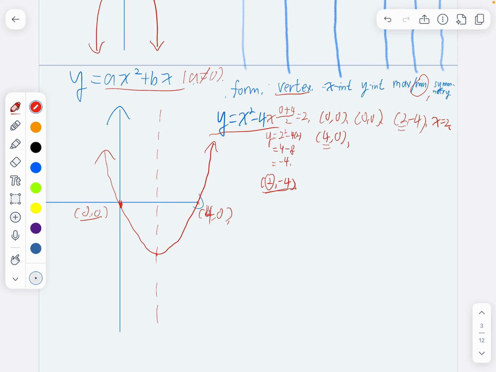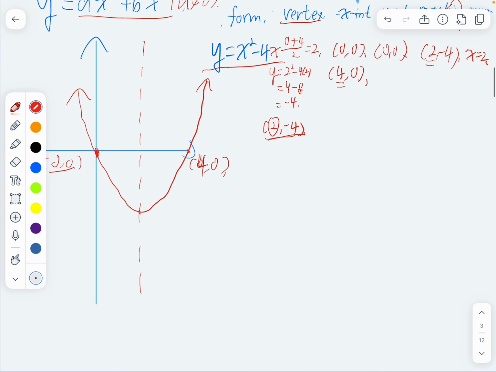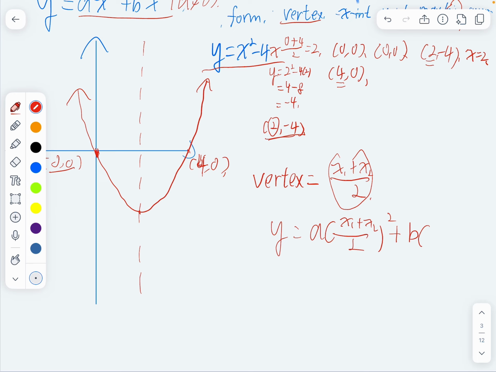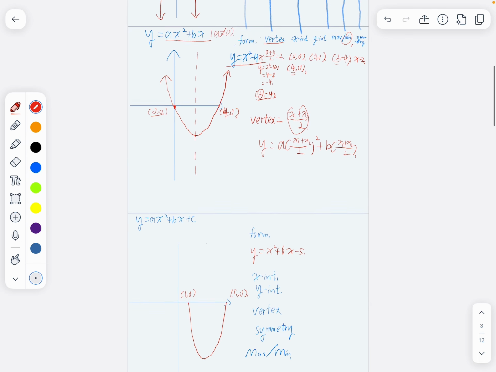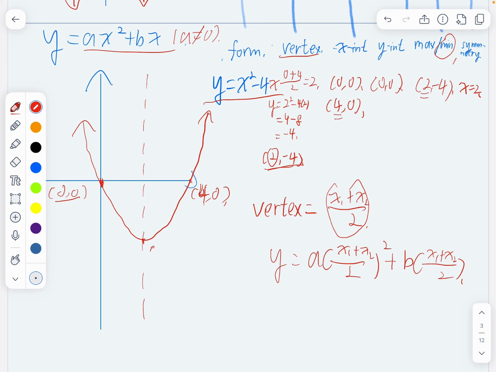Okay, let's finish this. To find the vertex point, the x-value is x1 plus x2 over 2, and we plug it into the function to get the y value, y = a times this x squared plus b times this x. So the vertex is (2, -4), and this line is the symmetry line, x = 2.